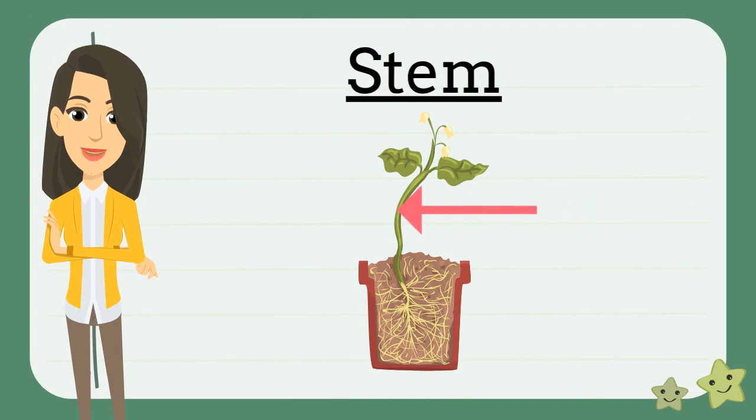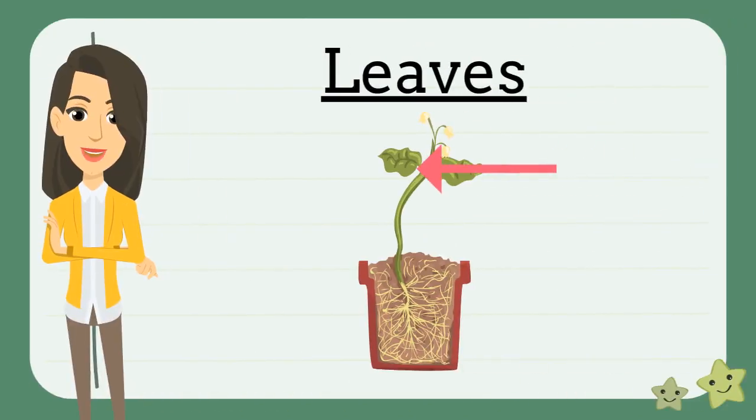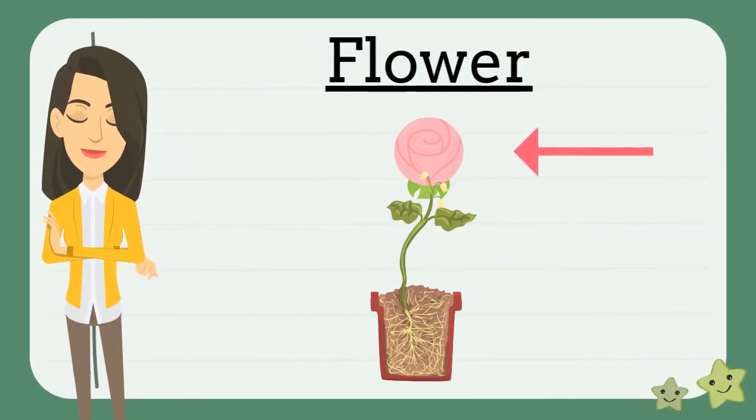The stem can be called a trunk too. The stem supports the plant and helps the plant reach the sunlight. Leaves help the plant by taking the sunlight and air and making food for the plant. Some plants have flowers. Flowers make pollen. That's the sticky powder on the plant, and that helps make new plants.